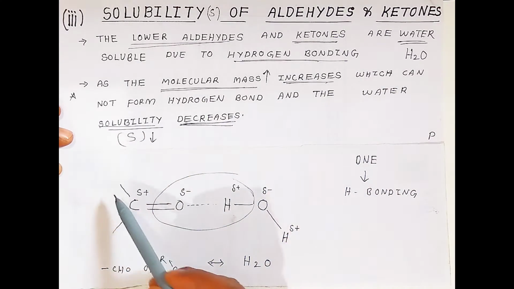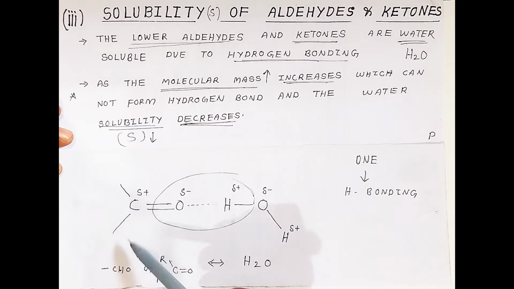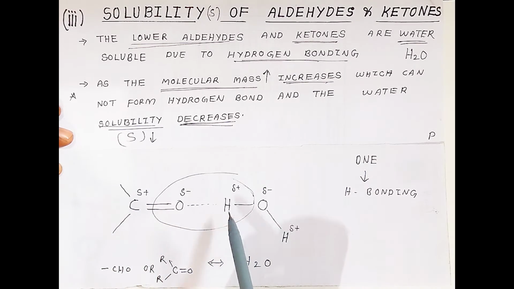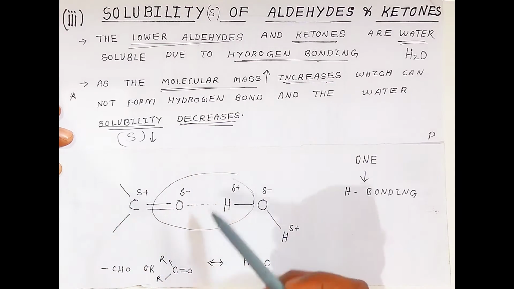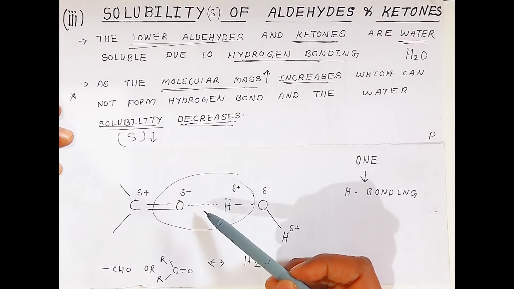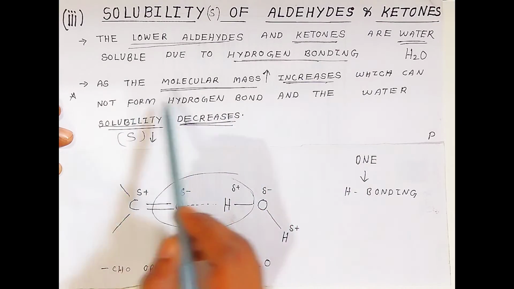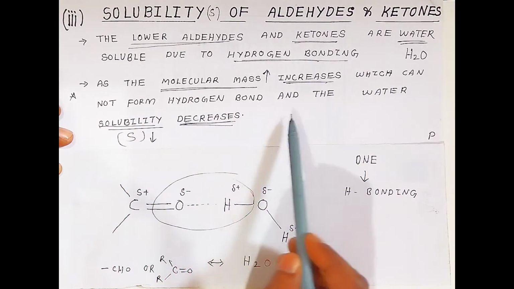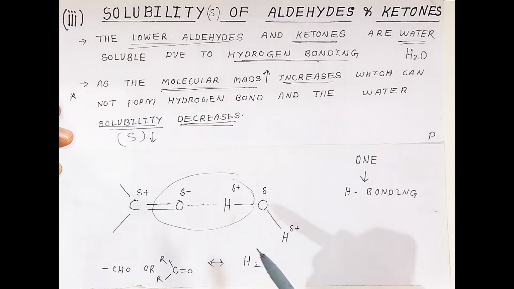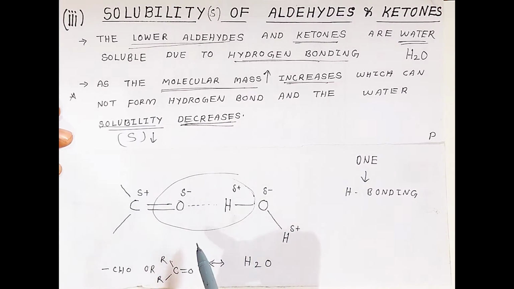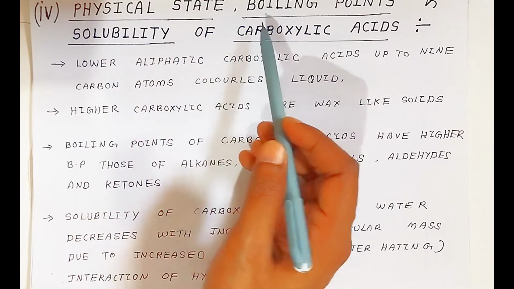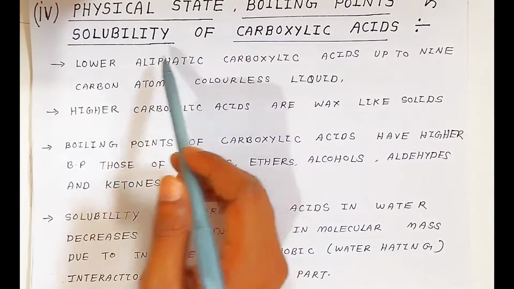As the molecular mass of aldehydes and ketones increases, the hydrogen bonding decreases. Therefore you can say solubility decreases. The hydrogen bonding decreases, that is why solubility decreases. Understanding, students? As the molecular mass increases, they cannot form hydrogen bonds, and the water solubility decreases. So this is all about the solubility of aldehydes and ketones.